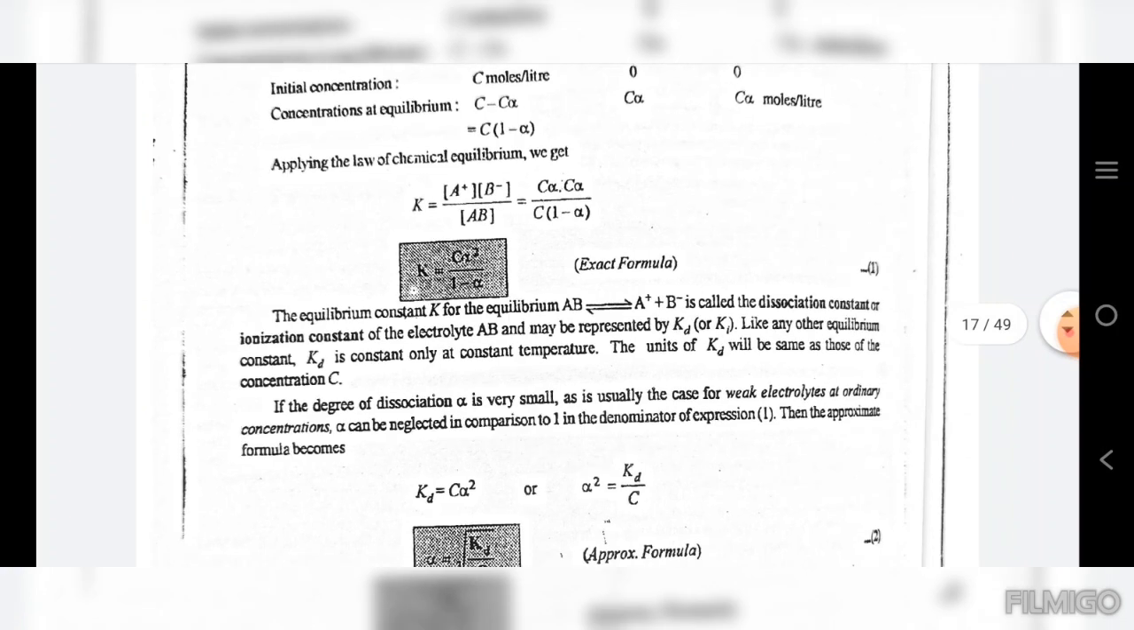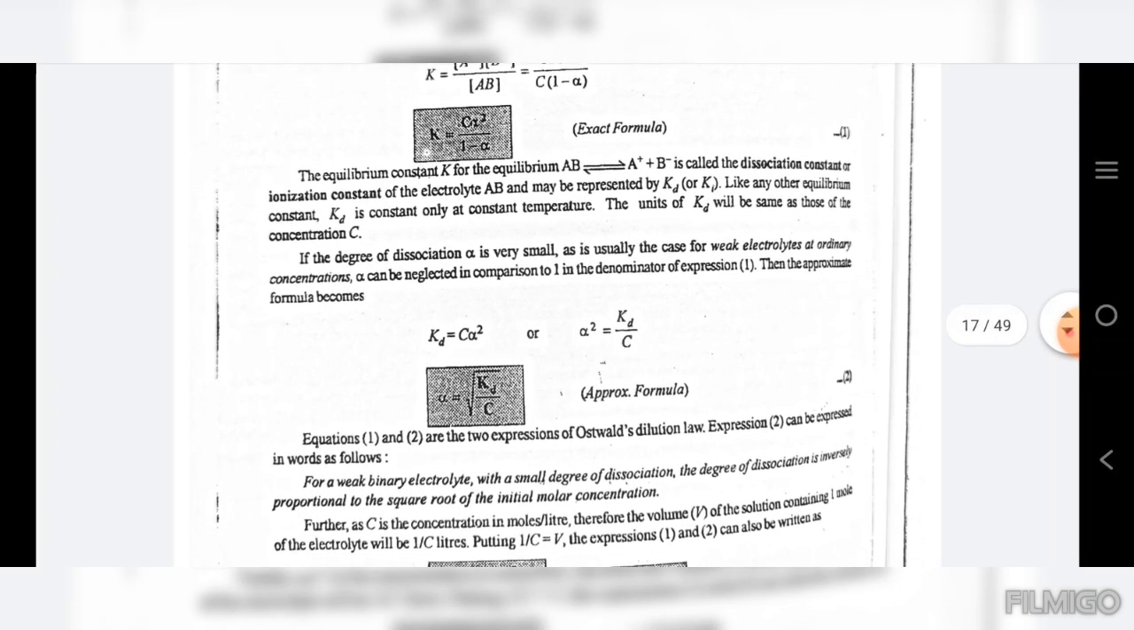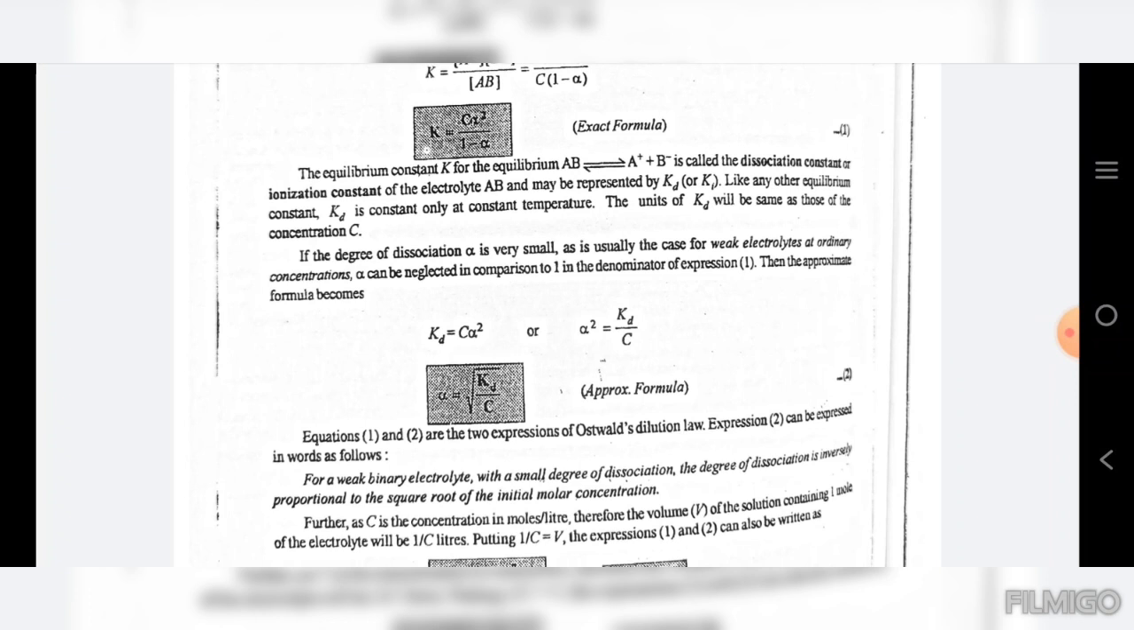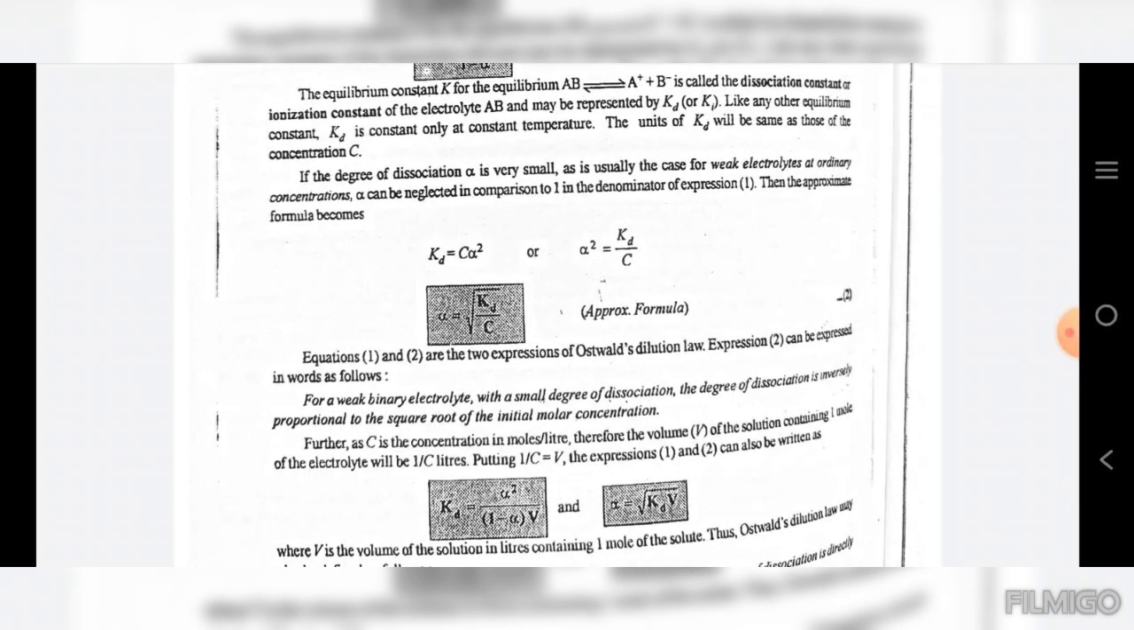Applying the law of chemical equilibrium, we get the equilibrium constant K for the equilibrium AB ⇌ A+ + B−. It is called the dissociation constant or ionization constant of the electrolyte AB and may be represented by Kd or Ki. Like any other equilibrium constant, Kd is constant only at constant temperature. The units of Kd will be the same as those of the concentration C.